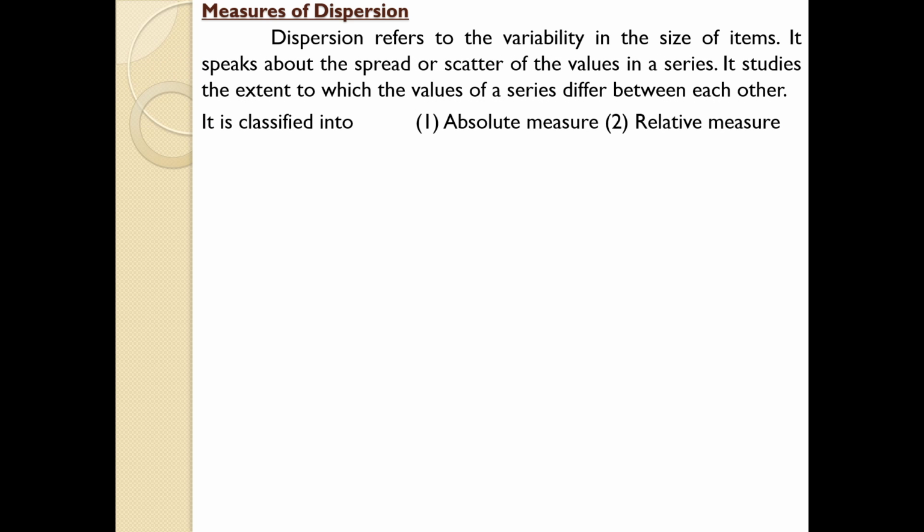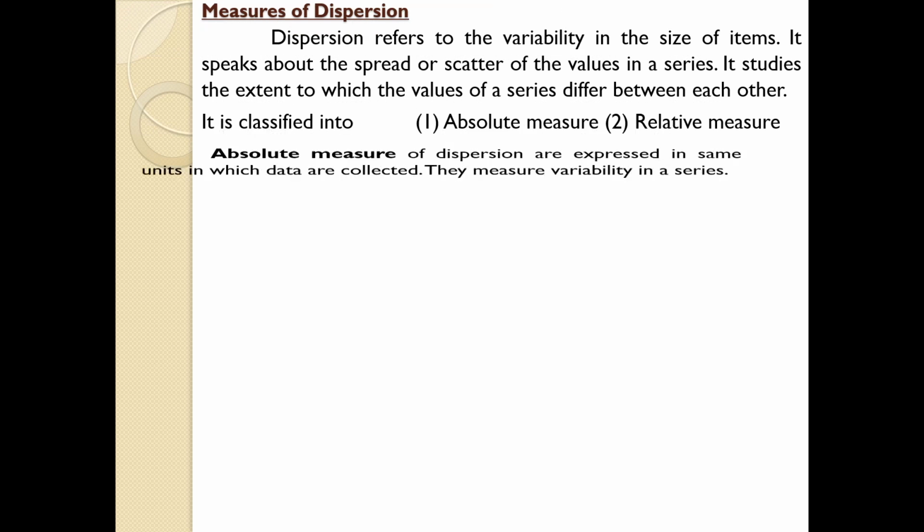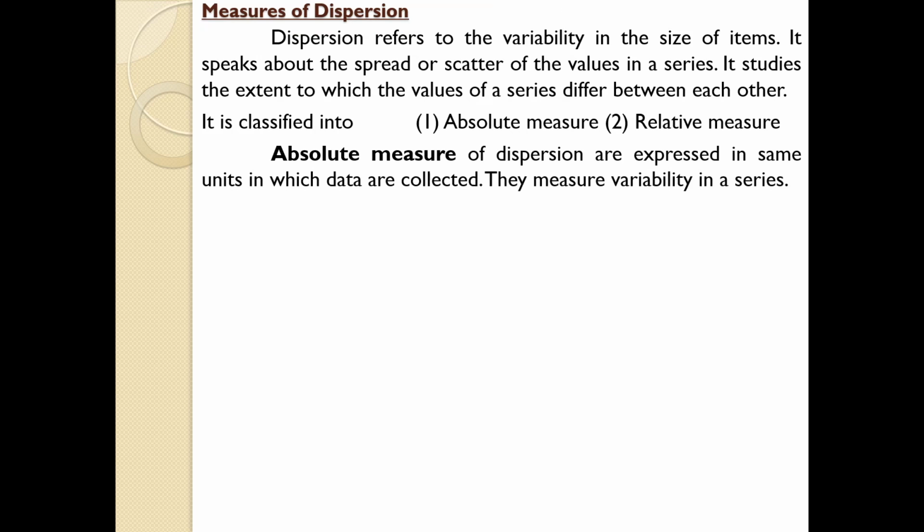So basically there are two measures for measuring the dispersion. One is absolute measure and another is relative measure. So what is the meaning of absolute and relative? Absolute measures of dispersion are expressed in the same units in which data are collected. It means the data may be collected in the form of marks of a student, age of a student, likewise. So the same unit or scale may be used for expressing the difference. So they measure variability in a series.